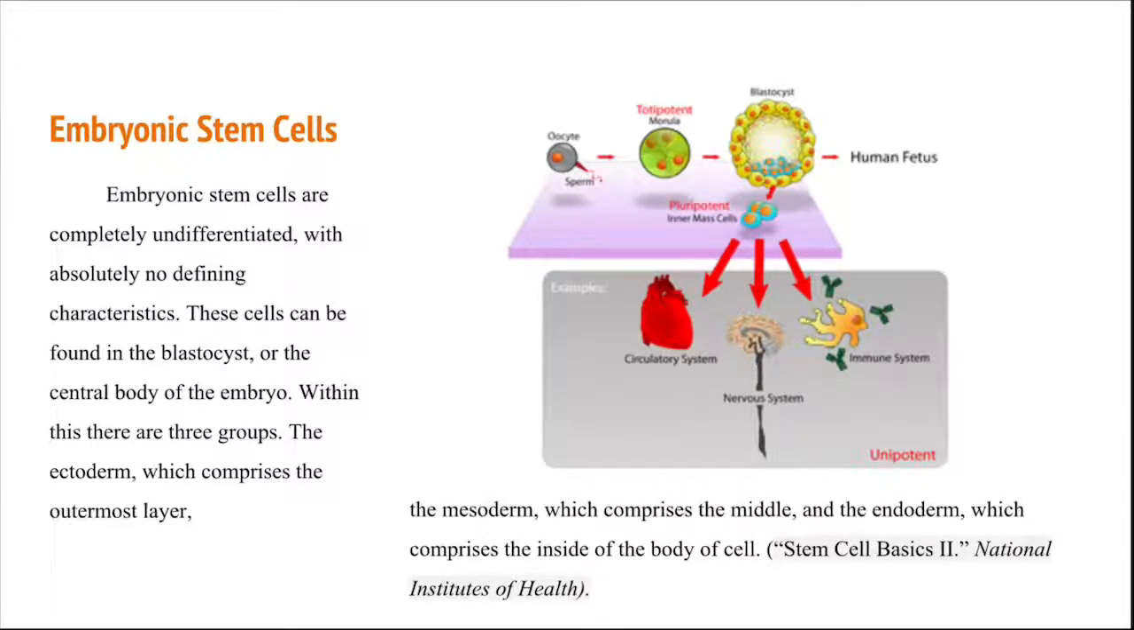But this does not mean they are infallibly undifferentiated. There are several types of them, and these are the ectoderm, the mesoderm, and the endoderm. All of these actually have physical locations in the blastocyst, being on the outside, middle, and then inside of the blastocyst, respectively.